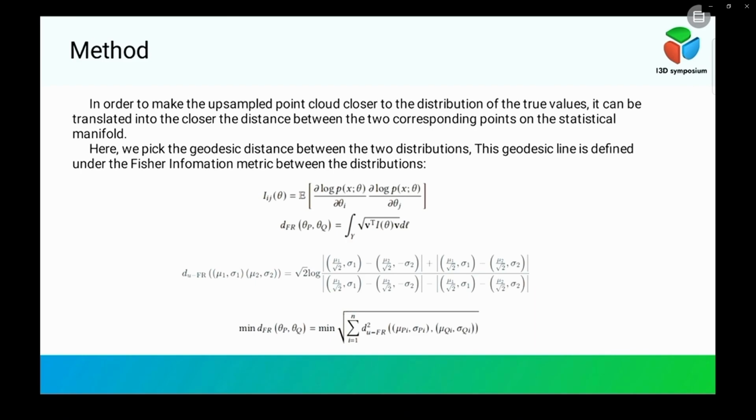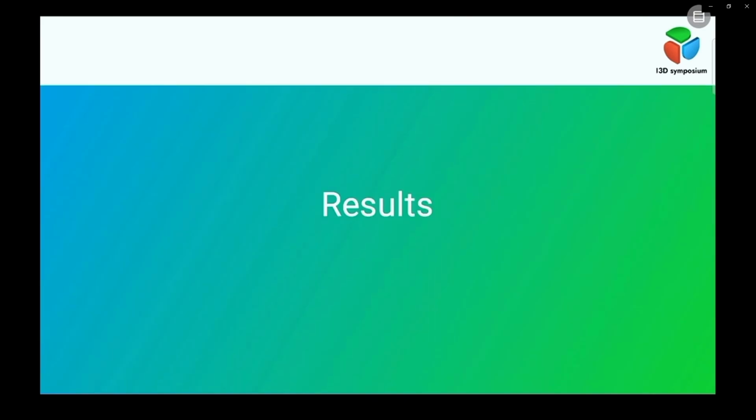Here we pick the geodesic distance between the two distributions. This geodesic line is defined under the Fisher information matrix between the distributions. The equations shown in the figure represent the Fisher information matrix and the Fisher-Rao distance between two multivariate normal distributions, respectively, to constrain the distribution of the point cloud. Our objective is to minimize this distance. In the next section, we present several visualization results and quantitative metrics to demonstrate the effectiveness of our method.